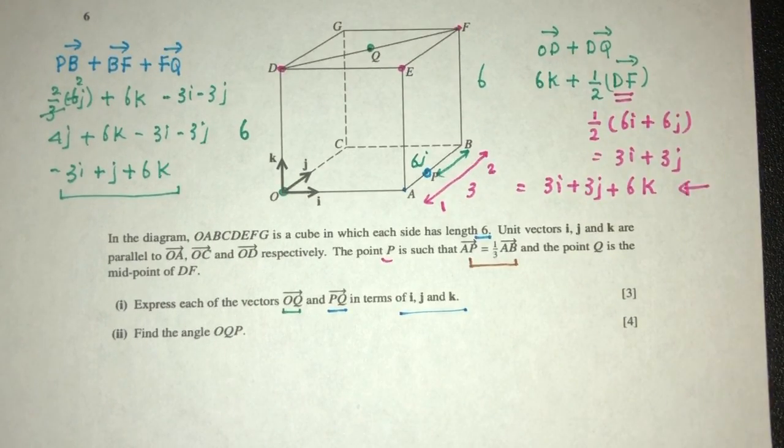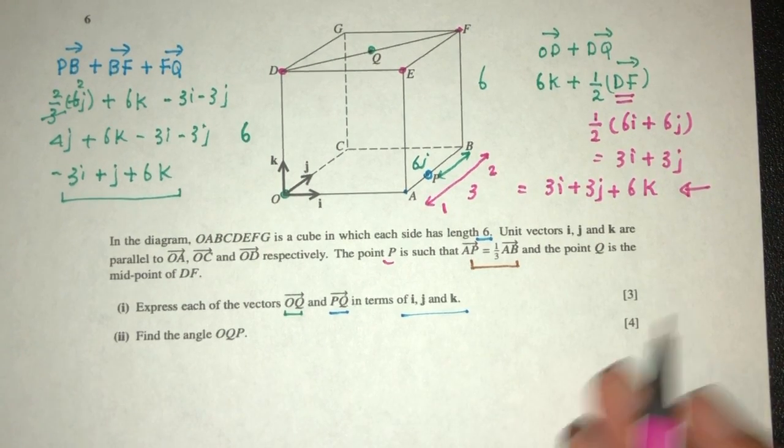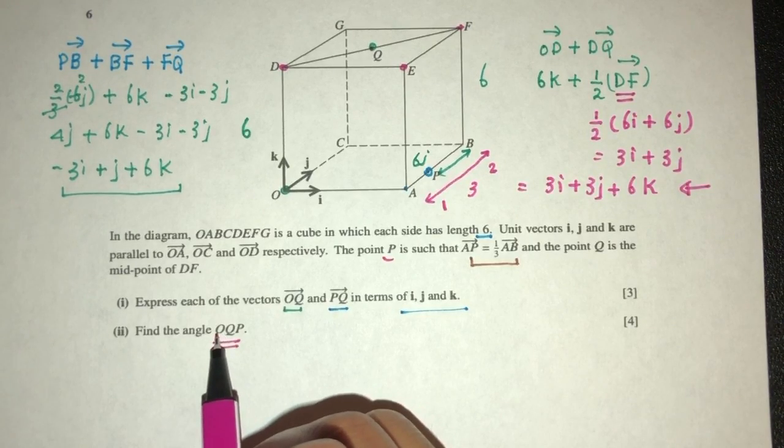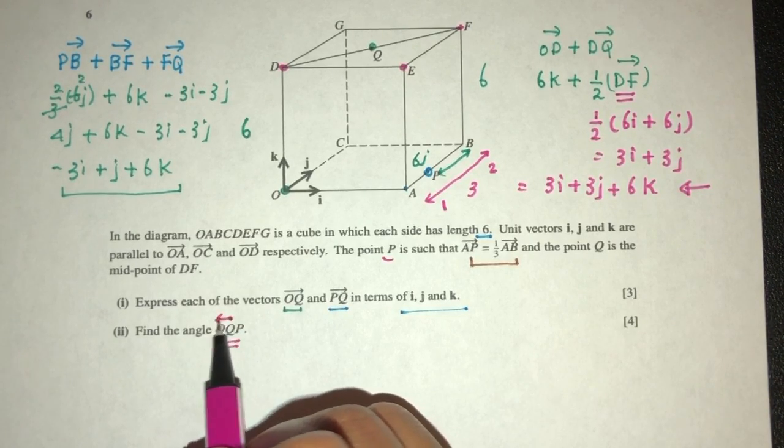Again, we have to use the diagram and try to move in the direction required to go from one point to the other point. Now let's find the other ones. Here I can use this one. Find the angle OQP. So from this going to this and this going to this.